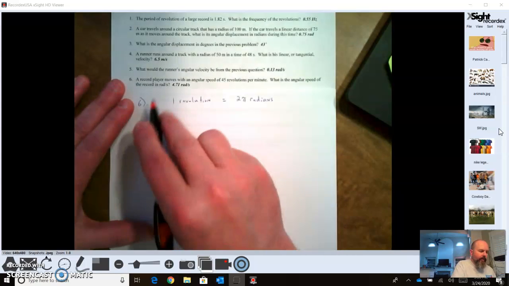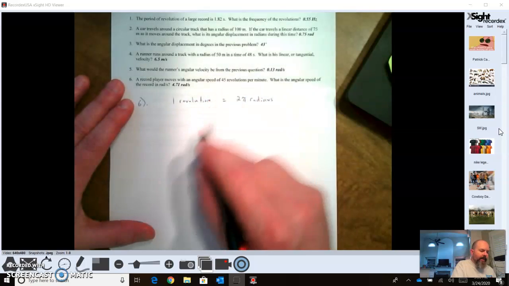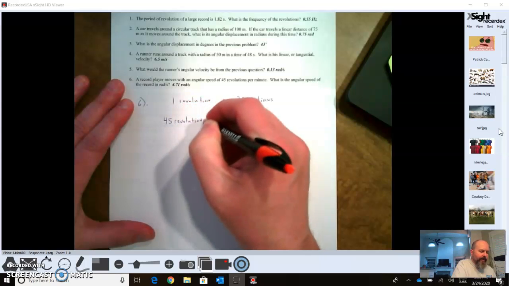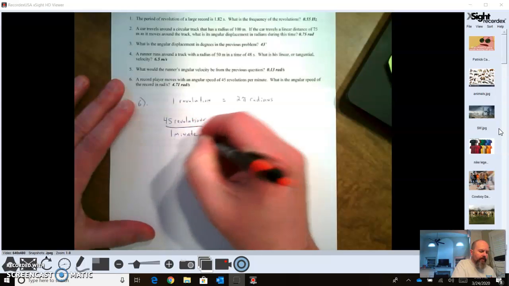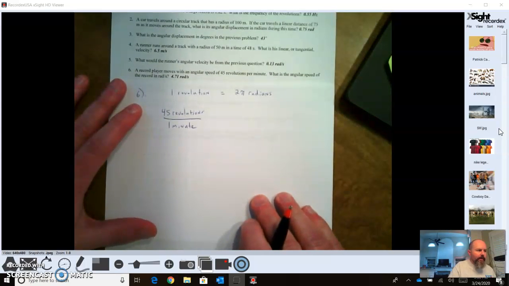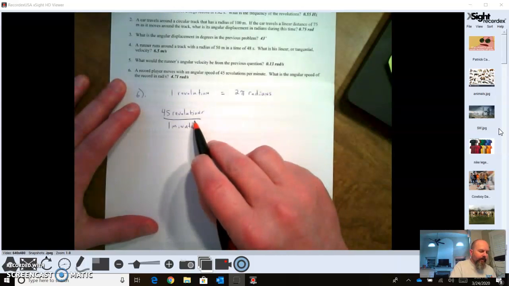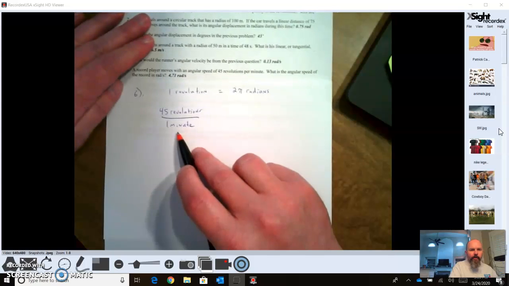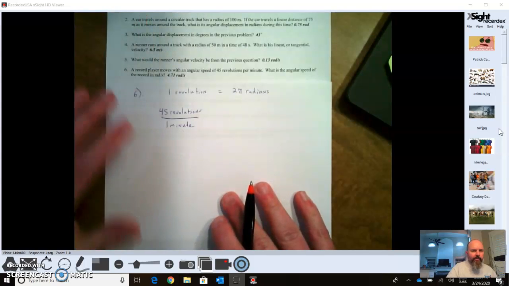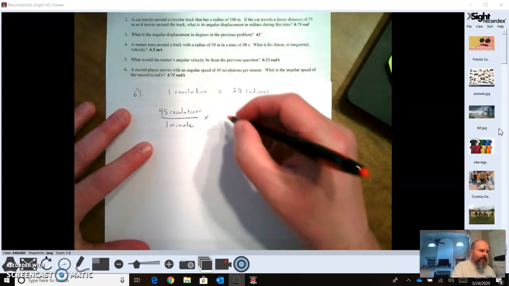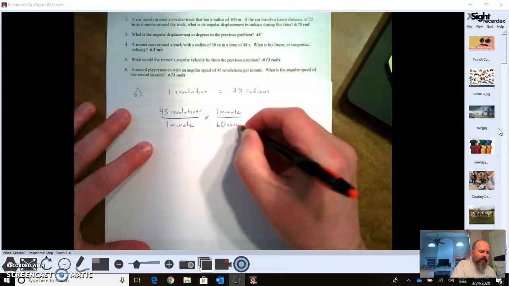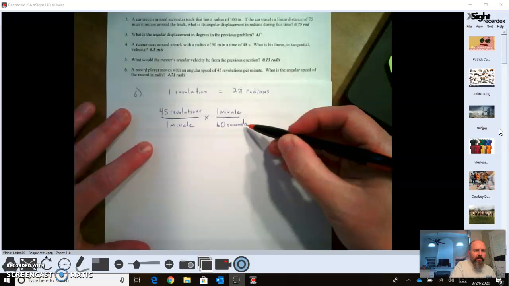So next, we know from the problem that it is moving with an angular speed of 45 revolutions per minute. 45 revolutions in 1 minute. So now it just becomes a matter of doing a little dimensional analysis. If we know this answer is in minutes, and we want our answer in the base unit for angular motion, which is radians per second, we've got to get rid of minutes. So let's take care of that first. 1 minute is equal to 60 seconds.